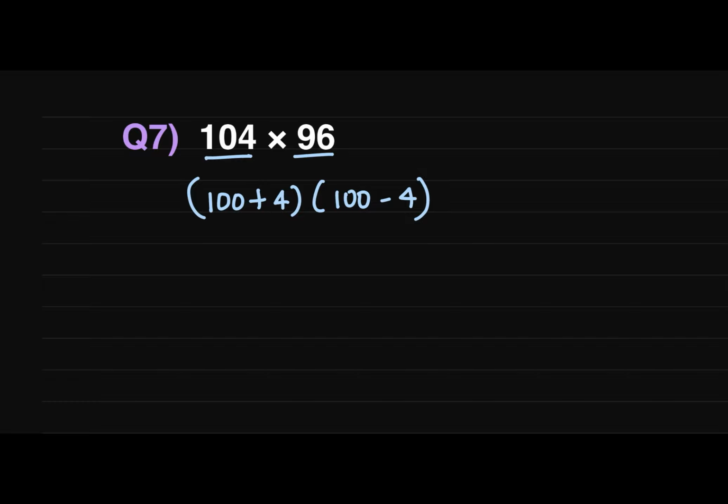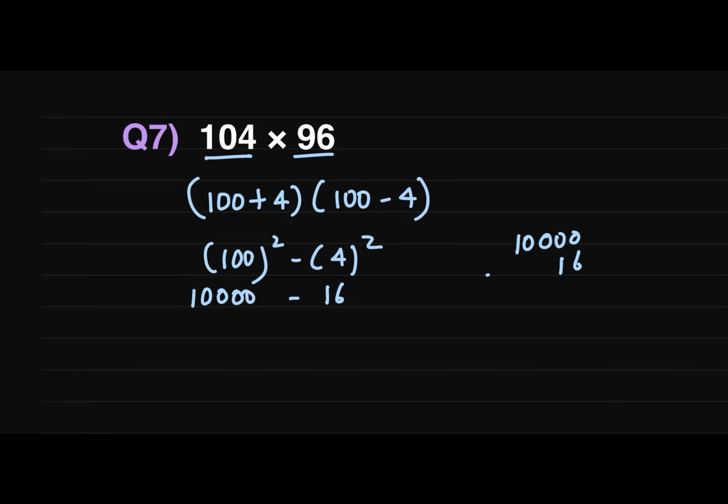So now (100 plus 4)(100 minus 4), let us use the identity. A square, 100 is A, minus B square. What is the square of 100? Double the number of zeros. We did this in the first phase also. Minus 4 squared is 16. So quickly, 10,000 minus 16 is how much? 9984.